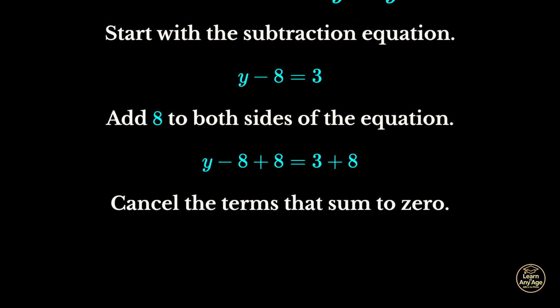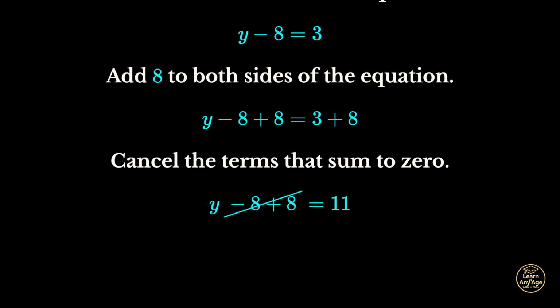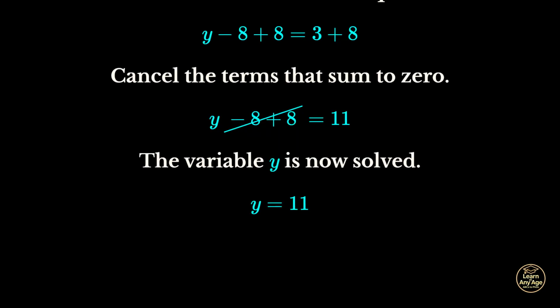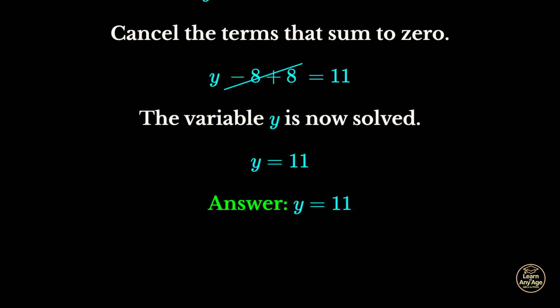Cancel the terms that sum to 0. Y minus 8 plus 8 cancelled out equals 11. The variable y is now solved. Y equals 11. Answer: y equals 11.